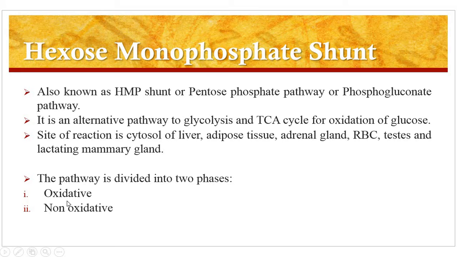The pathway has two phases, the oxidative and the non-oxidative phases. In the oxidative phase, glucose 6-phosphate is oxidized and generates two molecules of NADPH and one molecule of pentose phosphate with liberation of carbon dioxide. During the non-oxidative phase, the pentose phosphates obtained in the oxidative phase are converted into intermediates of glycolysis.